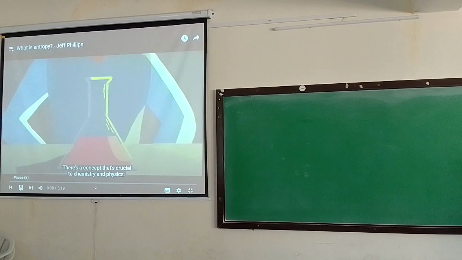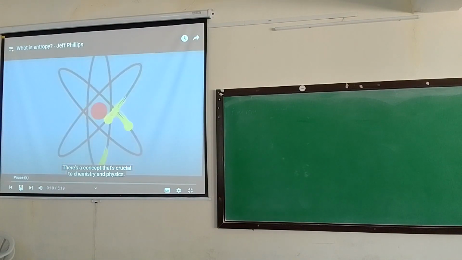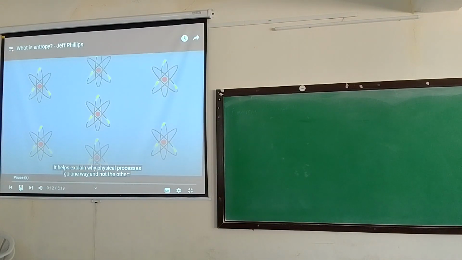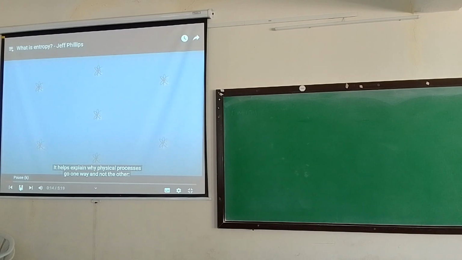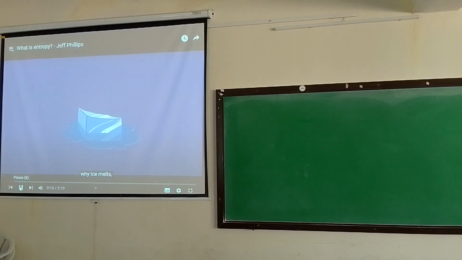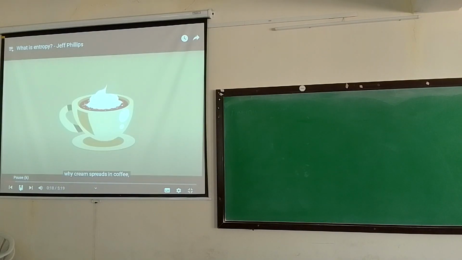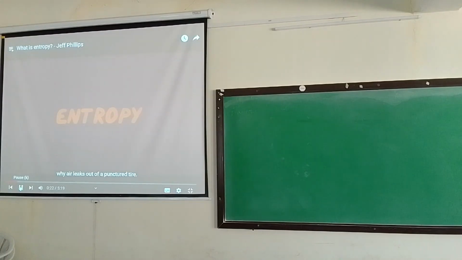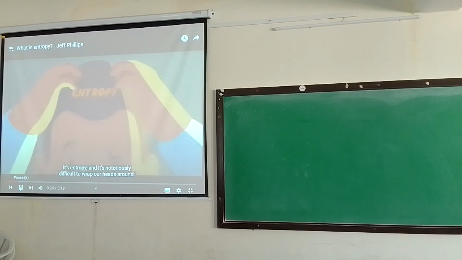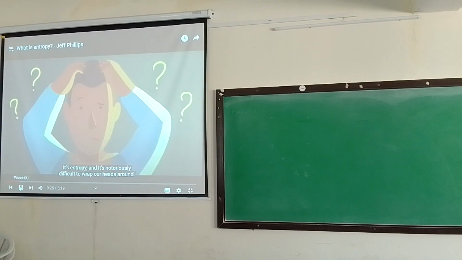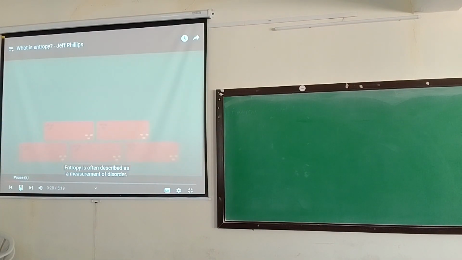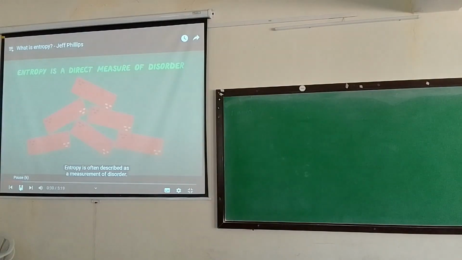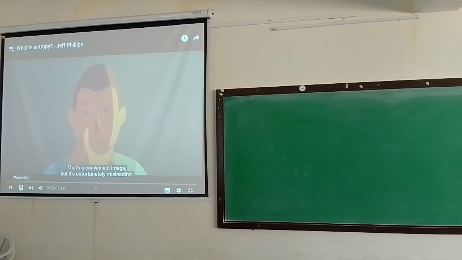There's a concept that's crucial to chemistry and physics. It helps explain why physical processes go one way and not the other, why ice melts, why cream spreads in coffee, why air leaks out of a punctured tire. It's entropy, and it's notoriously difficult to wrap our heads around. Entropy is often described as a measurement of disorder. That's a convenient image, but it's unfortunately misleading.